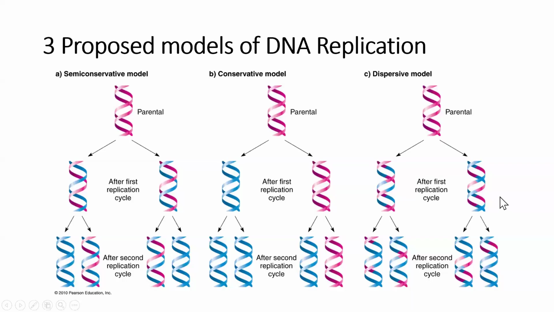If you follow through for another round of division, that's what the model would predict. And now they saw two bands. So is it dispersive or is it semi-conservative? Is it one or is it three? Is it semi-conservative or dispersive?